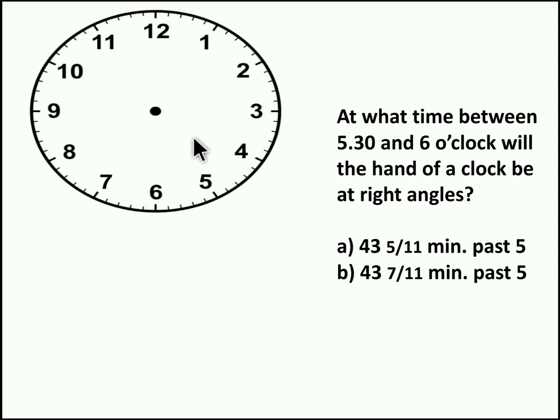Now between 5:30 to 6 o'clock, so we have to consider the base time as 5. See, right angles means it has to make 90 degrees, right? Now we have to consider from 5:30 to 6, how many times it will make a right angle. See, from 5 to 6, it will make a right angle 2 times, right?